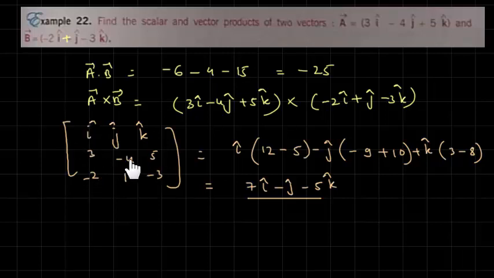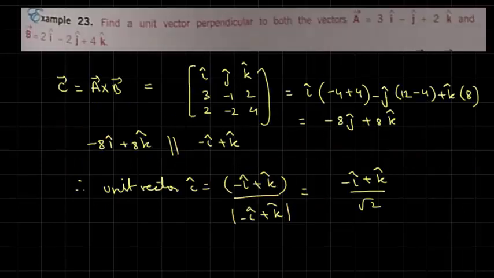So when we are doing for i, start with top left: minus 4 into minus 3 minus this. For j, 3 minus j, 3 times minus 3 minus 5 times minus 2, plus k, again 3 times 1 minus 4 times minus 2. This is the answer. Find a unit vector perpendicular to both the vectors a and b.